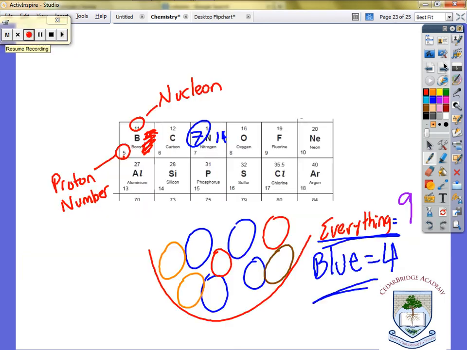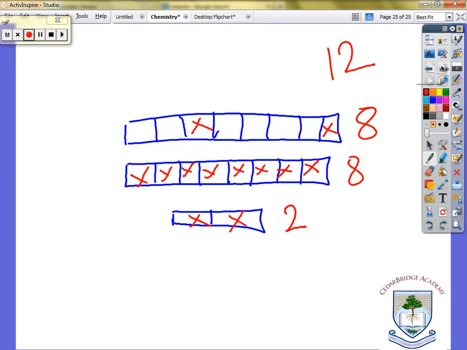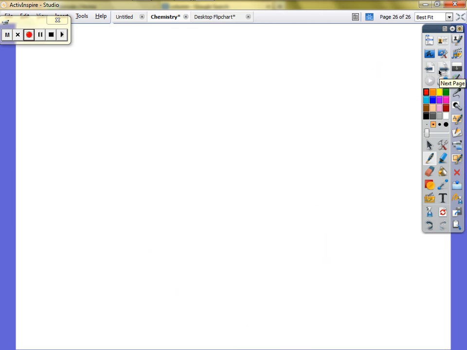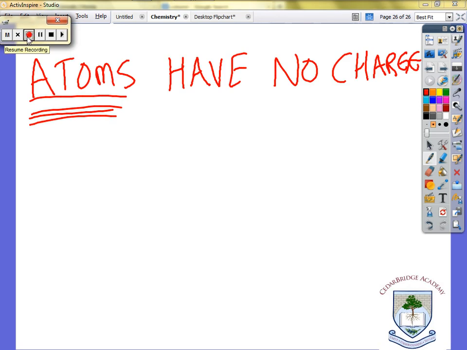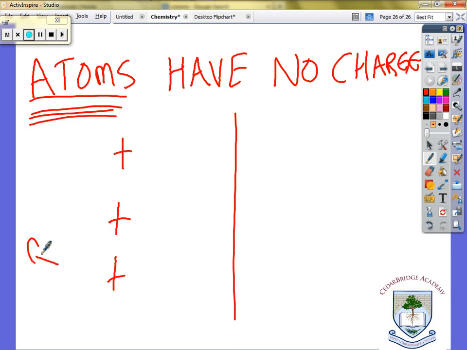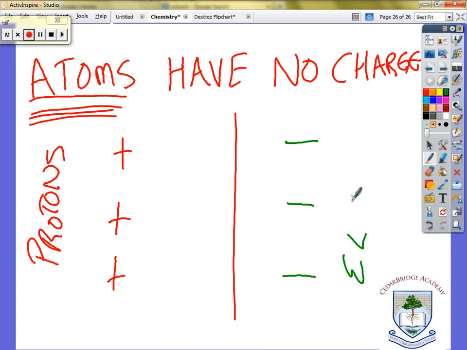Now, we're talking about electrons. How do you know how many electrons are in an atom? And the answer is quite simple. Atoms have no charge. So if an atom has no charge, then the amount of positives that the atom has, and we know those are called protons, has to equal the amount of negatives that the atom has, and we know those are called electrons.